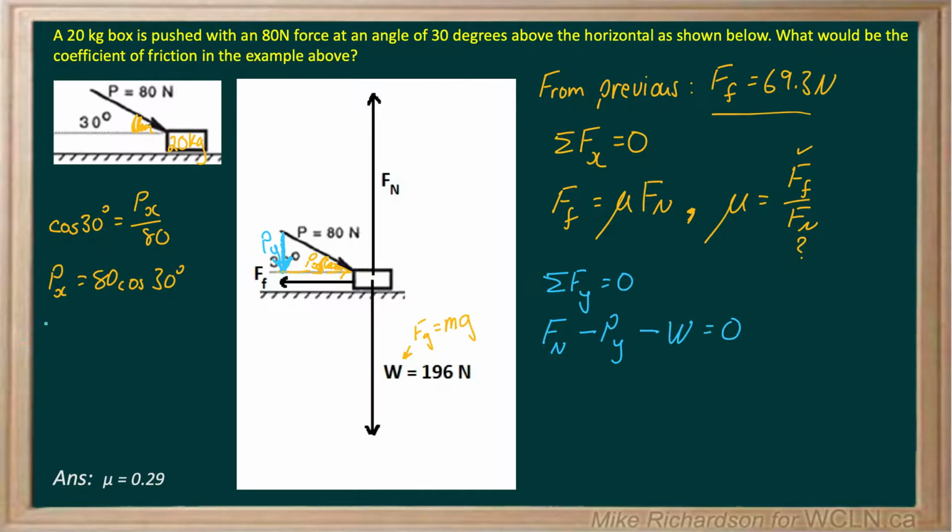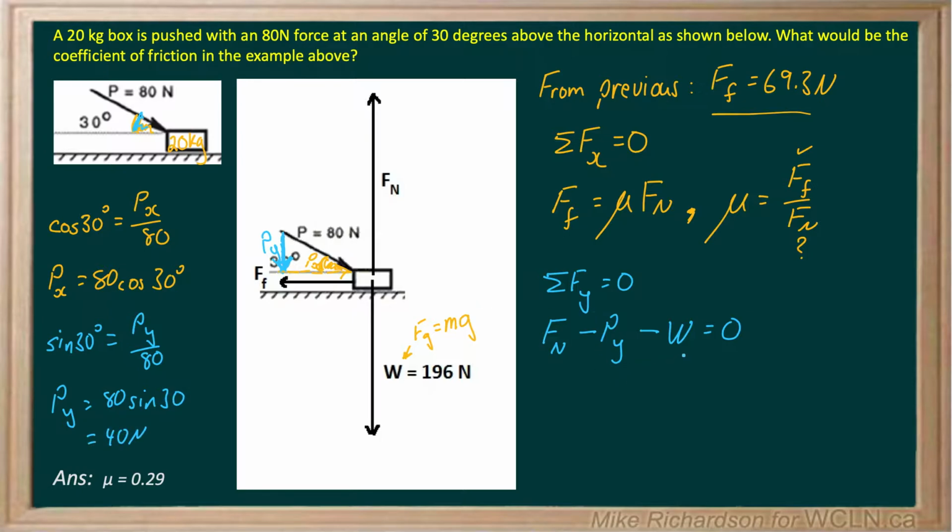Now how do I figure out Py? Well, if you look at my little triangle here, I know the angle down here is 30 degrees. It's gotten a little cluttered on the picture, I appreciate that, but you can see the 30 up here. Py is opposite, and we know the hypotenuse, so we're going to use sine. Sine 30 degrees is opposite over hypotenuse, and I solve it for Py. Py is 80 sine 30, so Py is 40 newtons.